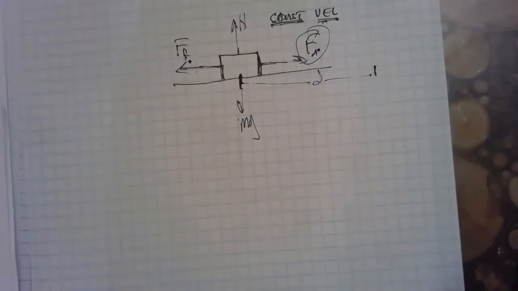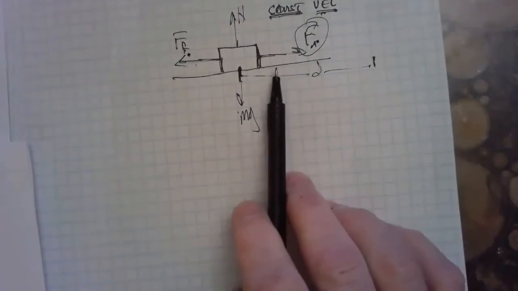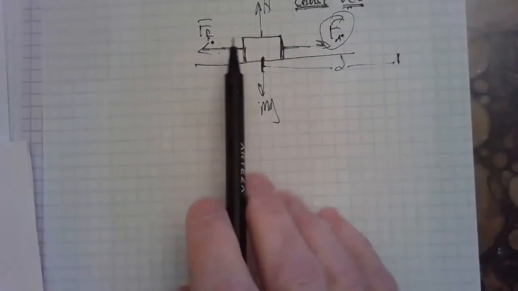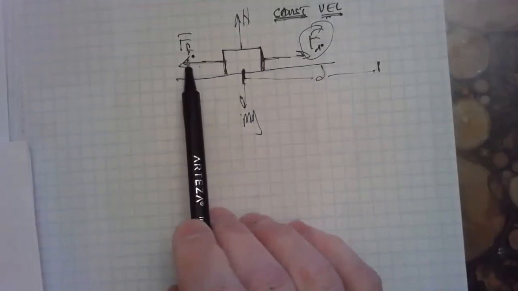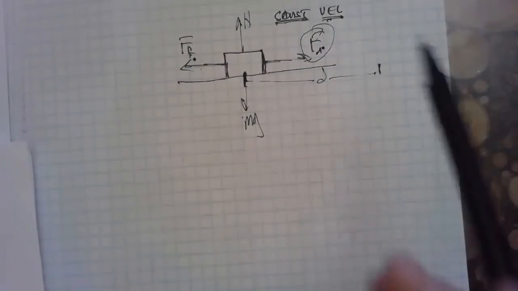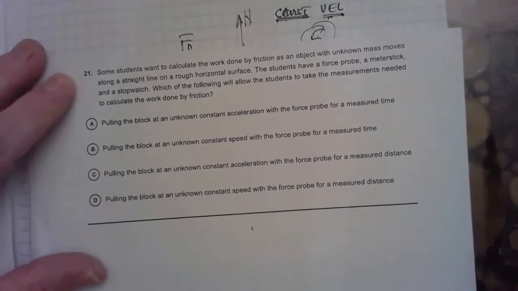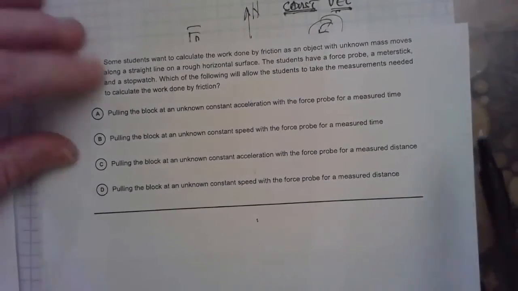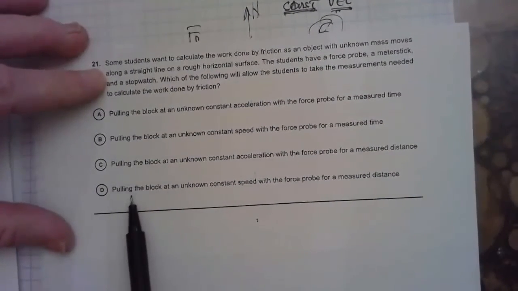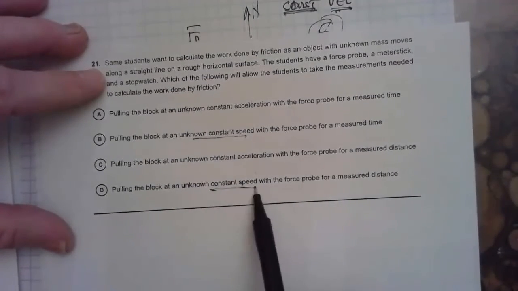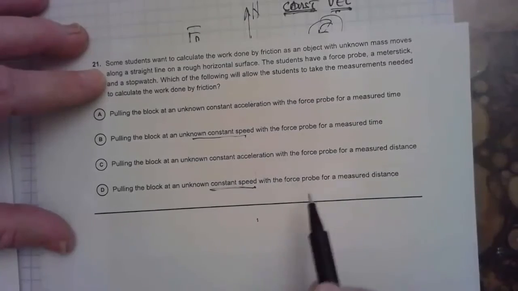So let's take a look. But that's the trick. If you pull with something larger than friction, the thing will accelerate, and you don't know what friction is, so you can't tell how much work it would do. So I would say unknown constant speed. It's fine if you don't know the speed, it just needs to be constant.